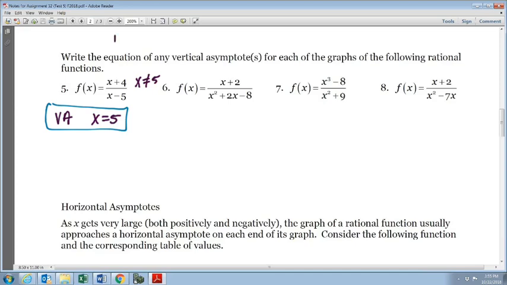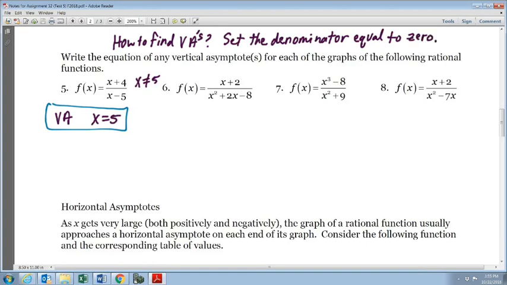Now, how do you find vertical asymptotes? Really, all you have to do is set your denominator equal to 0. So I could have done that on number 5. I could say x minus 5 equals 0. I want to know when my denominator is going to equal 0. When I solve that, I get x equals 5. And so that's where we're going to have a vertical asymptote. So you can always set your denominator equal to 0 and solve for x. And that'll tell you your restricted values, and it tells you also where your vertical asymptotes are.